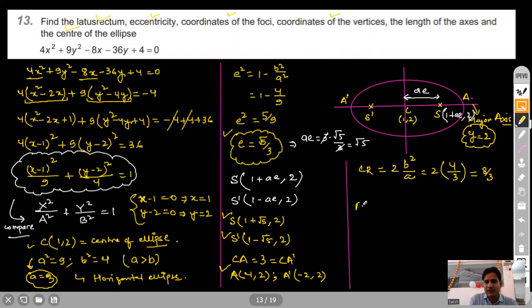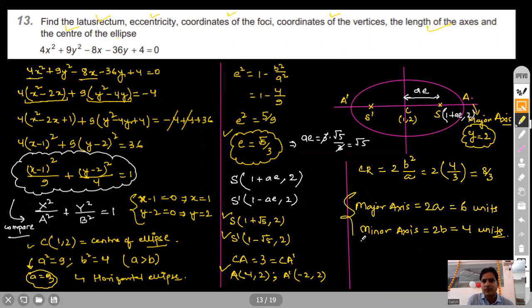The length of the major axis will be equal to 2a, that is 2 into 3, which is 6 units. And the minor axis will be equal to 2b. What is b? b is equal to 2, so 2 into 2 is 4 units. So this will be the length of the axes, and the center we found initially. So for the given ellipse, we have achieved all the required values. Hope this is clear to all.